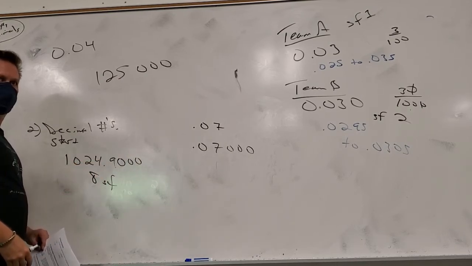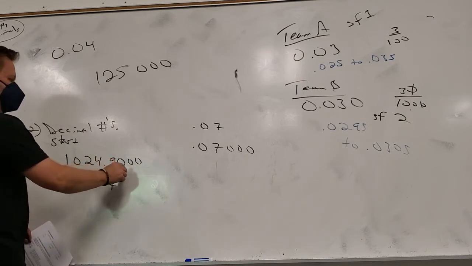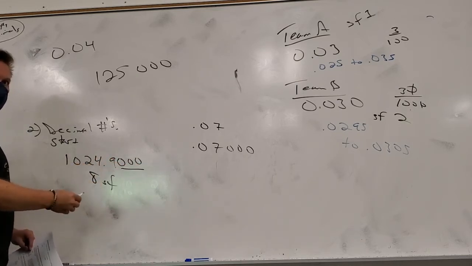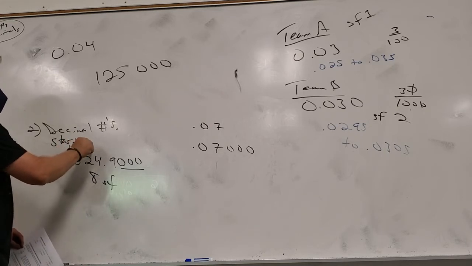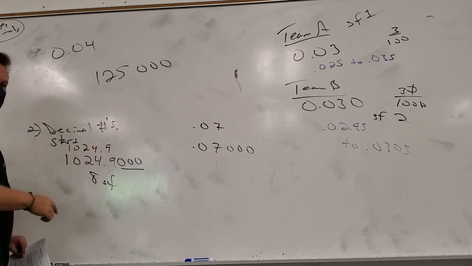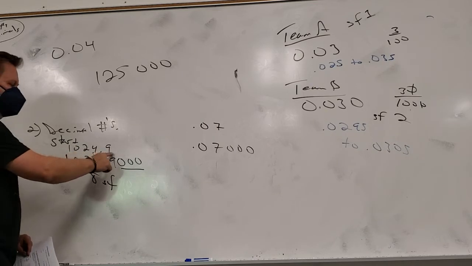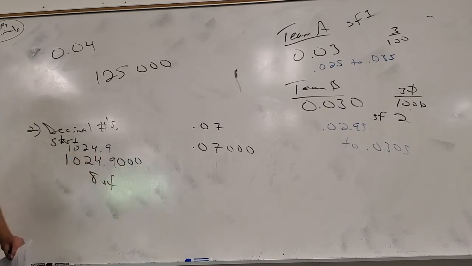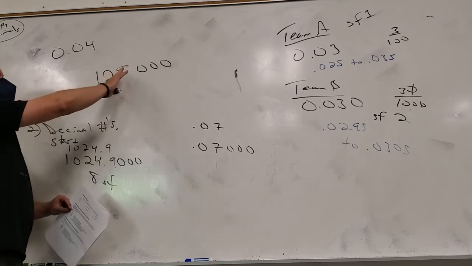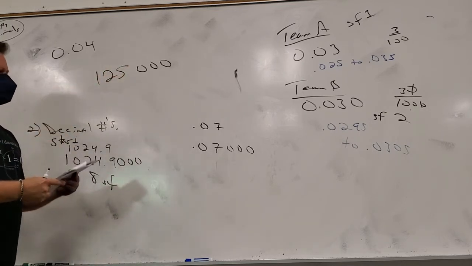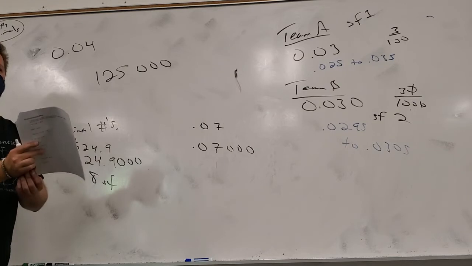And why is this 8? Because these mean something, so I have to count them. If somebody said 1024.9, they're less certain about what they measured than these guys. These guys are more certain. You said with a decimal you count to the end, no matter what. With a whole number, you count to the last non-zero number. The zeros are placeholders in a whole number.